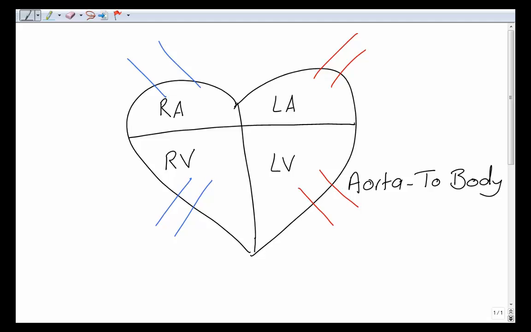So the aorta will send blood to the body, and there is also a valve in here just so it doesn't go back into the left ventricle, and that's called the aortic valve. It just connects with the name of the blood vessel that it belongs to. So that goes to the body.